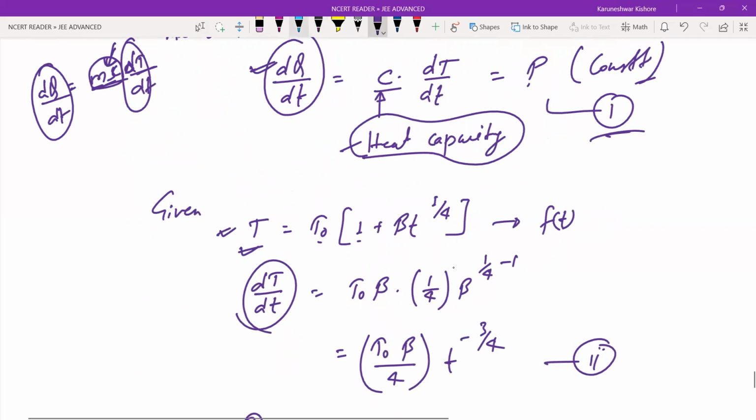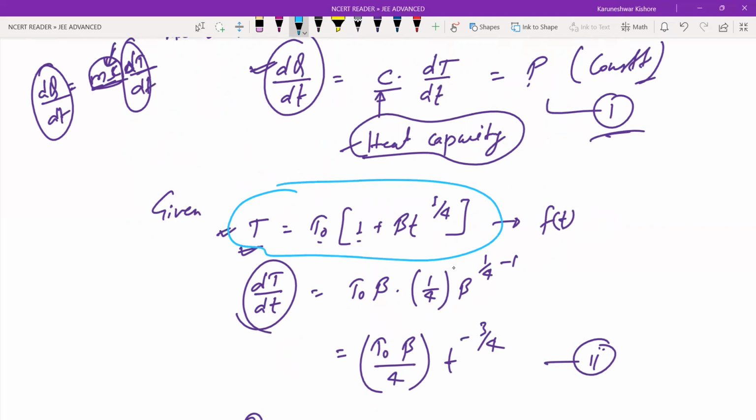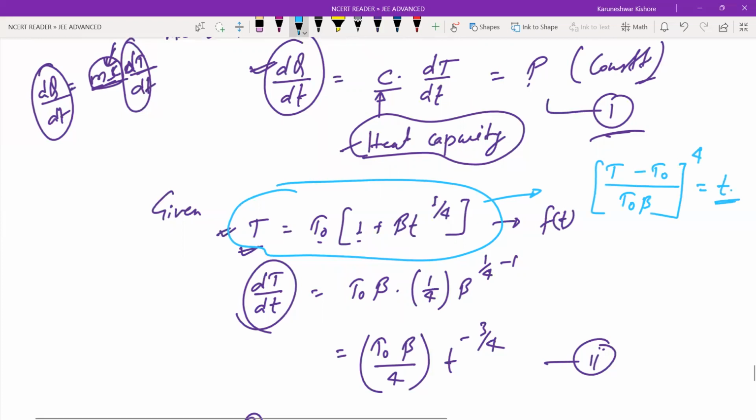So from this relation you can see what we can write about the time. What will be the time from this relation? So it is T, then it will be T minus T naught divided by T naught times beta, and then to the power of 4. This will be T here. So T minus T naught by T naught times beta.